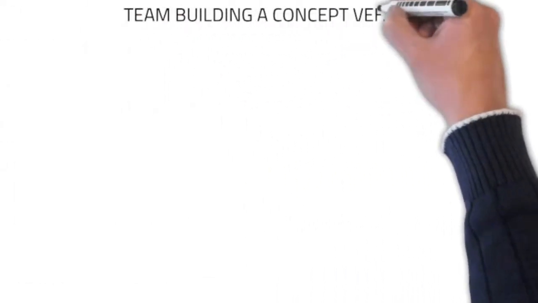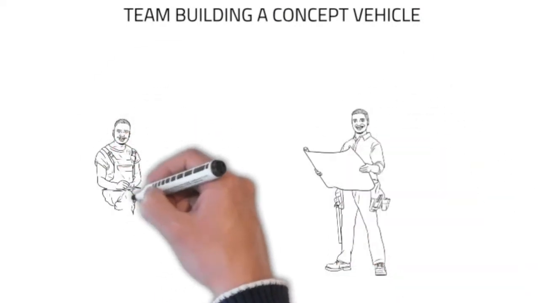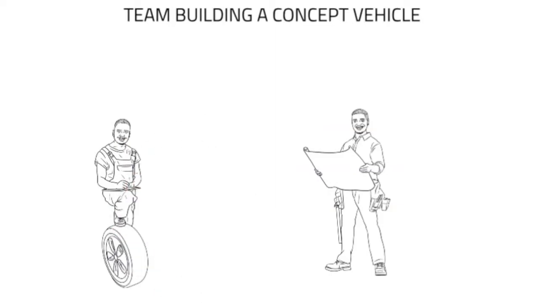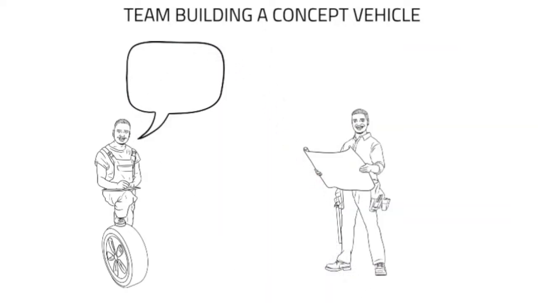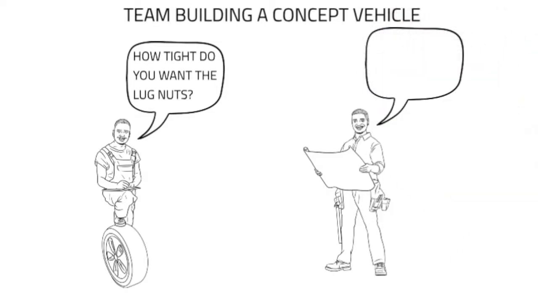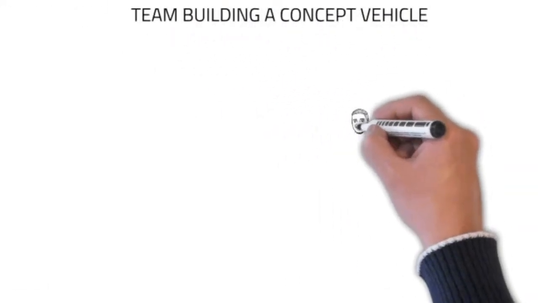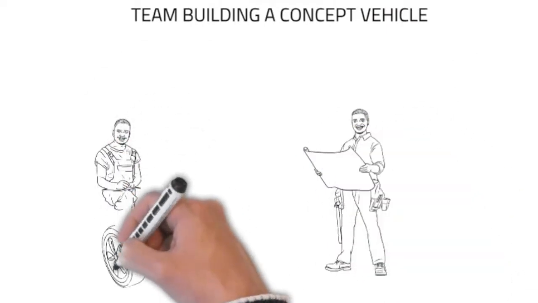Now let's examine a team building a concept vehicle. These have a lot of tight tolerances and specifications to them, even as a concept. And the mechanic asks the engineer, "How tight do you want the lug nuts?" And the engineer replies, "Tight, really tight." This is not very helpful, considering if it's too tight, the lug bolts could be destroyed or at least weakened. The rotors could be warped, or if those are alloy rims, they could be damaged.